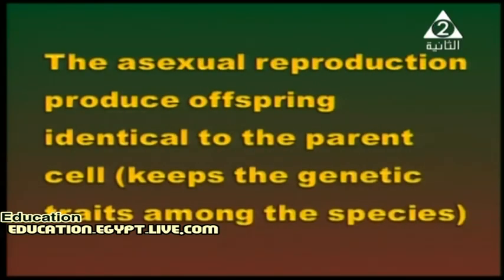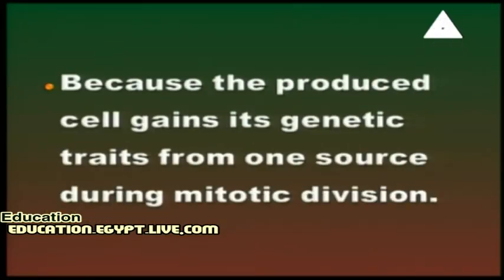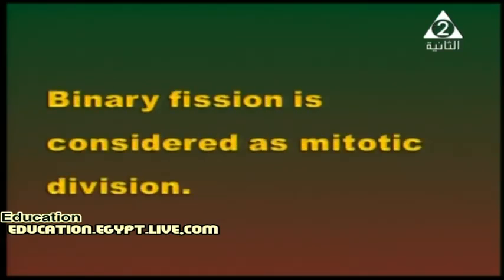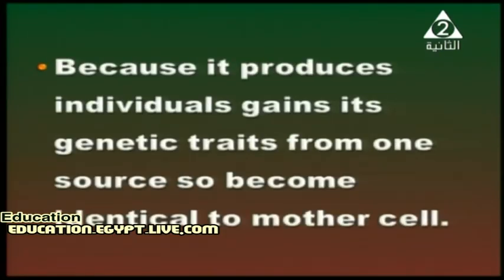Asexual reproduction produces offspring identical to the parent cell, keeping the genetic traits among the species. That's because the produced cell gains its genetic traits from only one source during mitotic division. Binary fission is considered mitotic division, because the produced individual gains its genetic traits from one source, so it becomes similar and identical to the mother or parent cell.